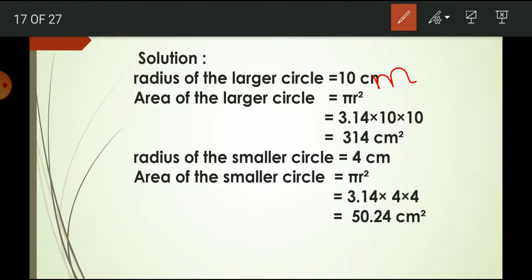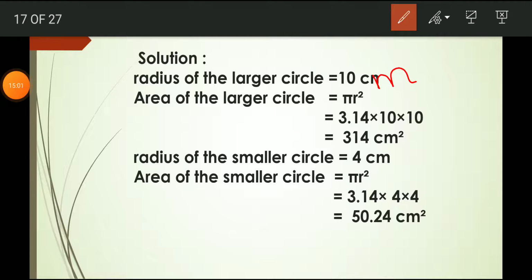Area of the larger circle, the formula is pi r square. They gave us the value of pi, that is 3.14, into r square, which means 10 into 10. After that, the value is 314 centimeter square.